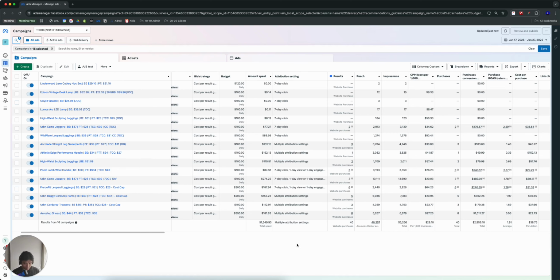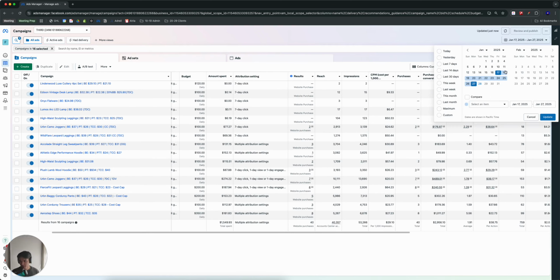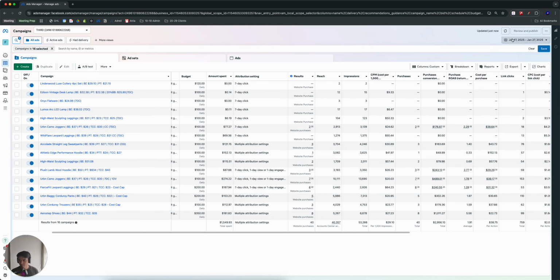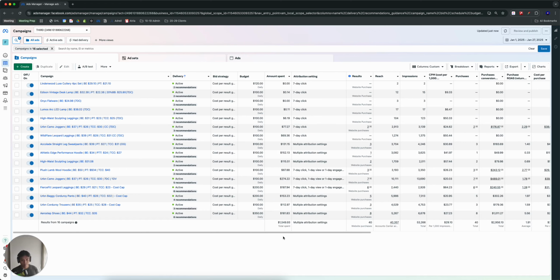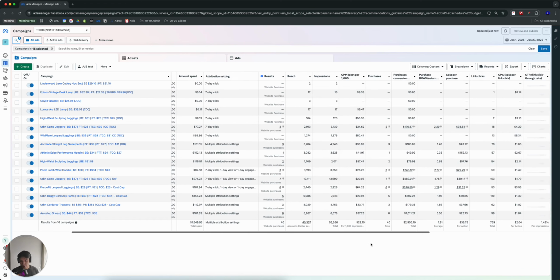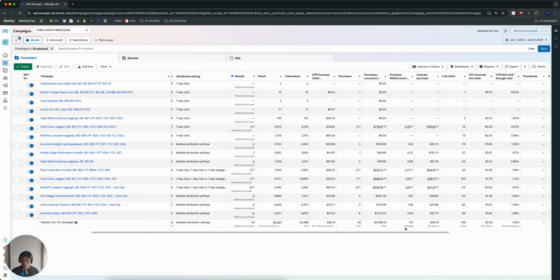So really quick, just breaking down the lifetime stats. I'll go ahead and leave it on just the 17th through the 27th. This is every product that I've launched this month using this exact system and setup. And as you can see, $1,500 in amount spent, $3,000 in conversion value roughly, and a 1.91 return on ad spend. And we are missing some conversions on Facebook.